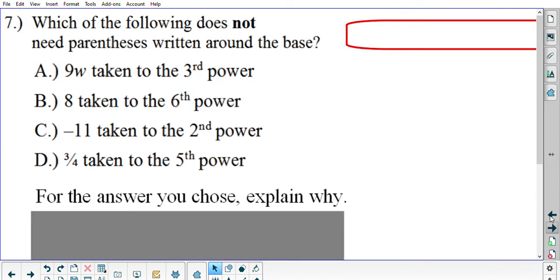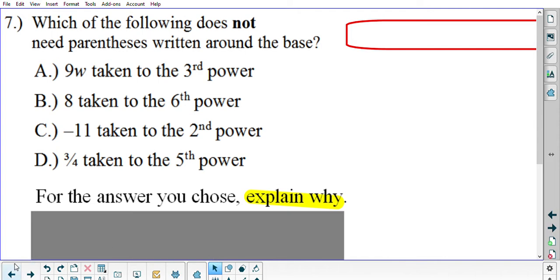Which of the following does not need parentheses written around the base? Hit pause in the video, choose whether it's A, B, C, or D, and then also explain why. That is the second piece of this problem. Please do that as well. So try this on your own. Hit pause in the video, then hit play when you're ready to see how you did.